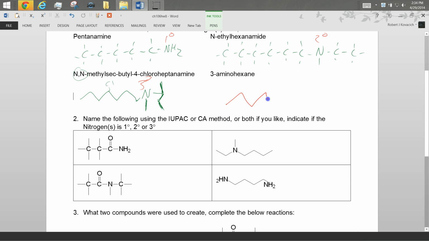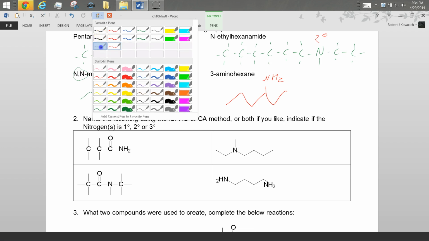And then hexanamine. So 2, 3, 4, 5, 6. And then it's 3-amino. 1, 2, I'll go from this side. NH2. Does that look good? All right. And this guy is primary.